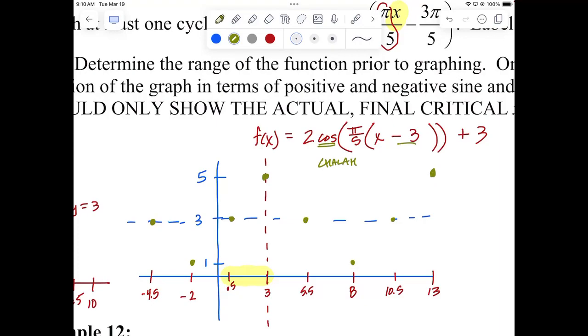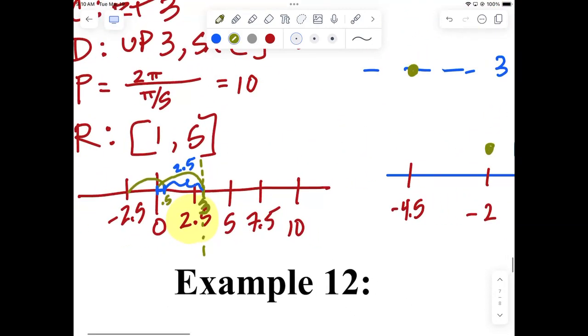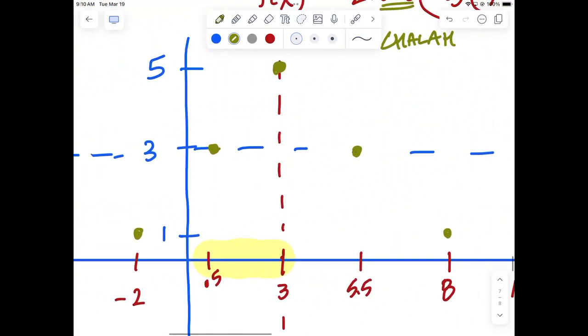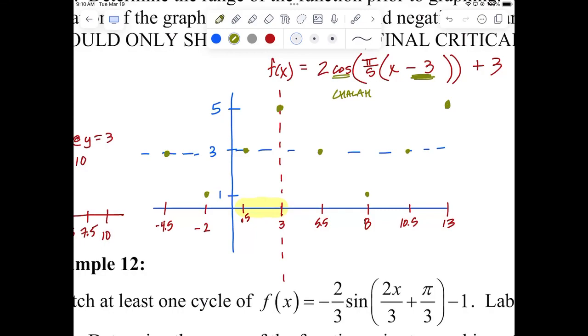Because that's where I shifted. Remember, the Sahala-Chala method always assumes that you're starting on the y-axis, which is at x equals 0. So where did my y-axis go? If I moved everything to the right 3, where did my y-axis go? It went right 3. So that's where I start for my Sahala-Chala method. Okay, that's what makes it easy. Does that make sense to everybody?